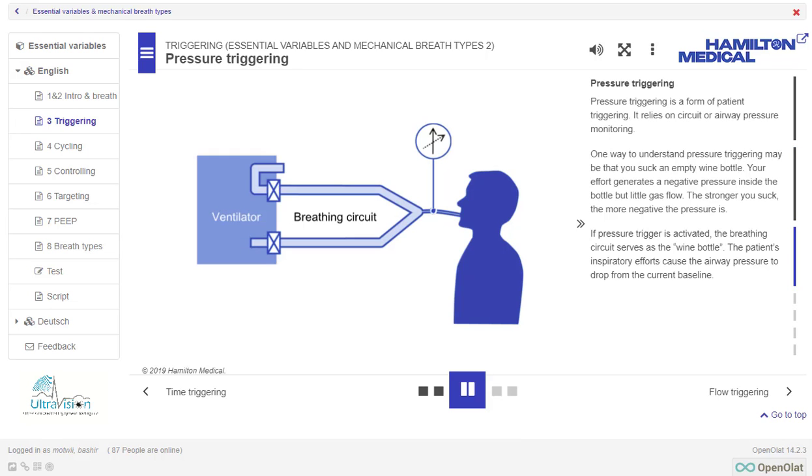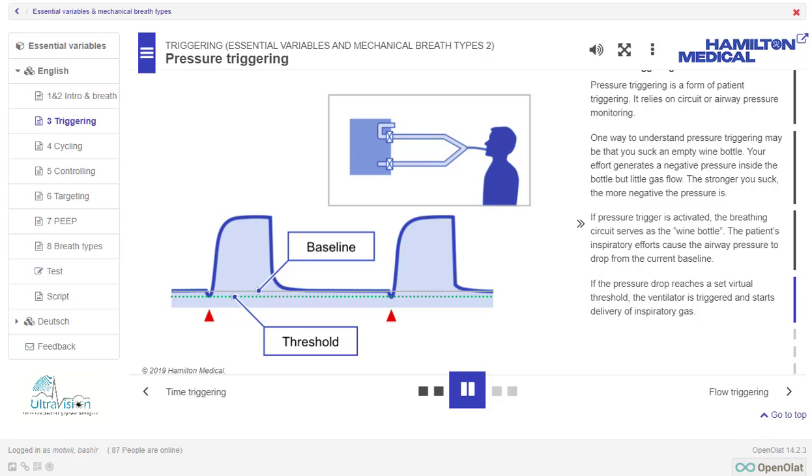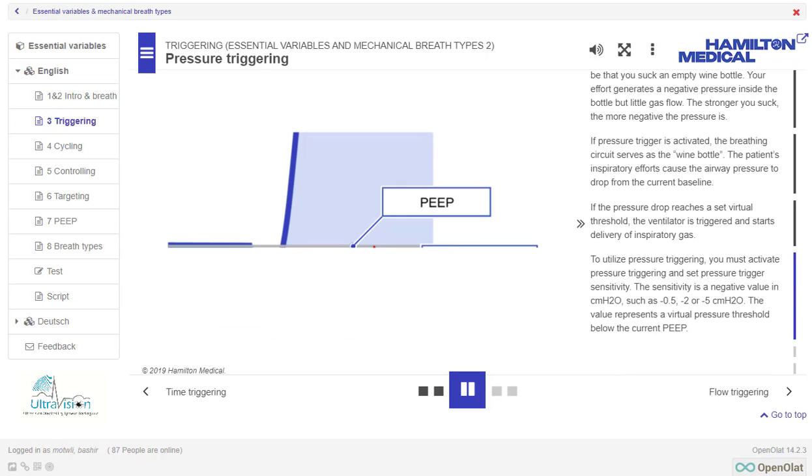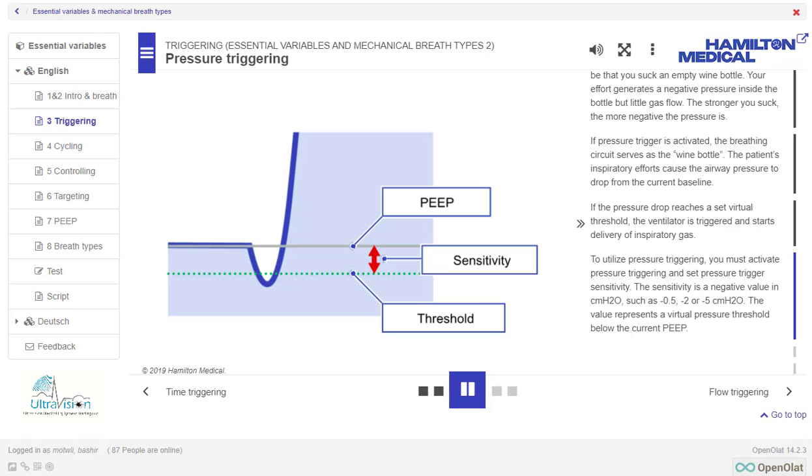If pressure trigger is activated, the breathing circuit serves as the wine bottle. The patient's inspiratory efforts cause the airway pressure to drop from the current baseline. If the pressure drop reaches a set virtual threshold, the ventilator is triggered and starts delivery of inspiratory gas. To utilize pressure triggering, you must activate pressure triggering and set pressure trigger sensitivity. The sensitivity is a negative value in centimeters of water, such as -0.5, -2 or -5 centimeters of water. The value represents a virtual pressure threshold below the current PEEP.